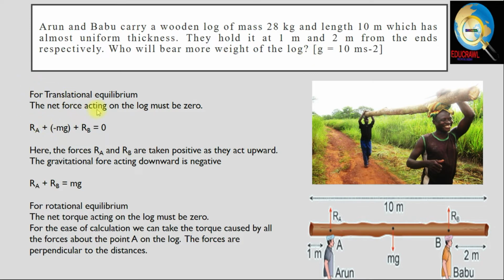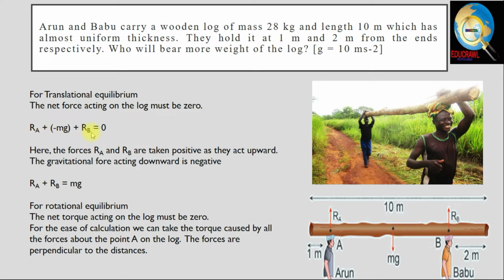So we know that for translational equilibrium, the total force acting on the log must be equal to 0. If you draw the free body diagram, you can see the force is acting along mg. The force exerted by Arun is acting along RA. The force exerted by Babu is acting along RB. Hence, if you write the equation, you have RA plus mg plus RB is equal to 0.